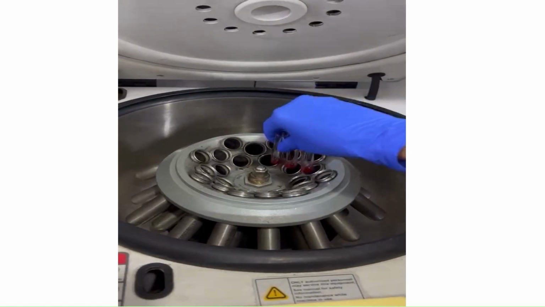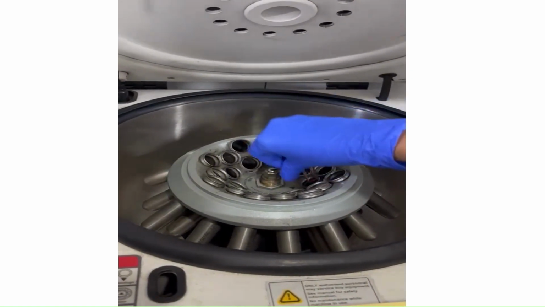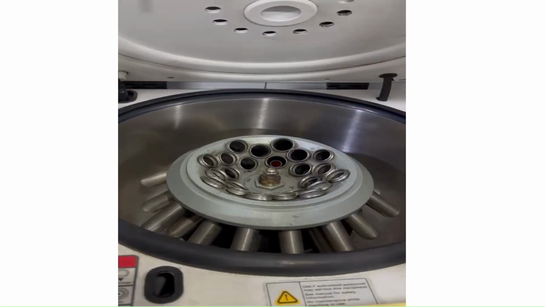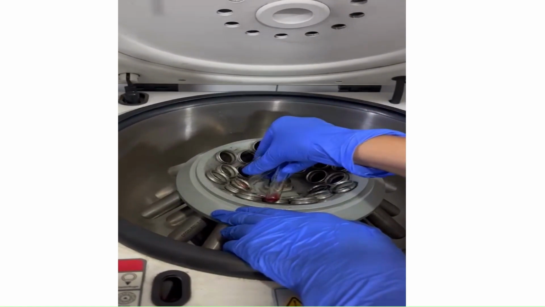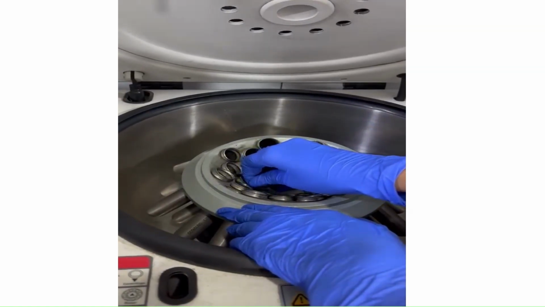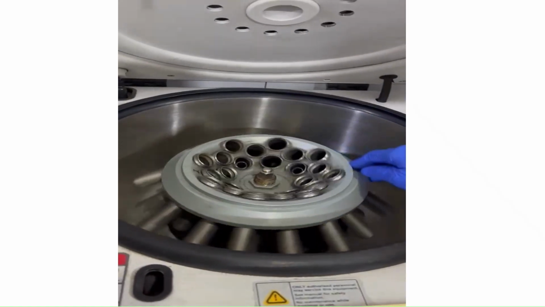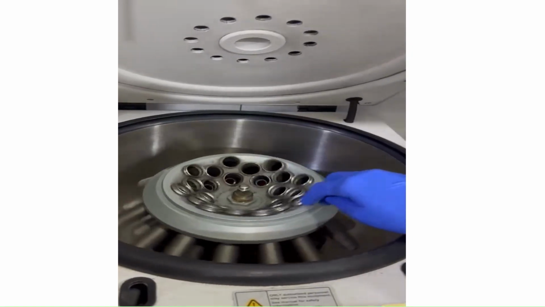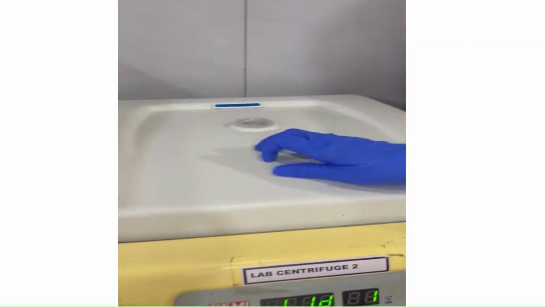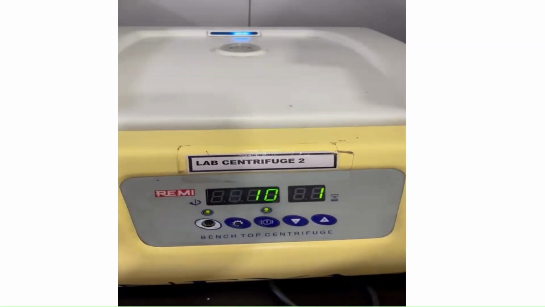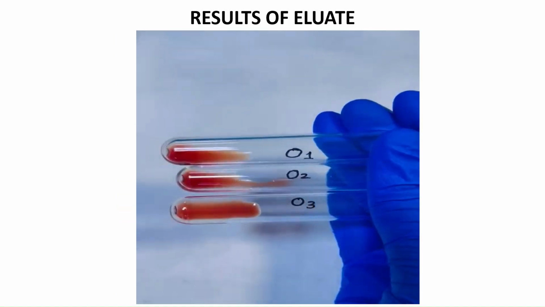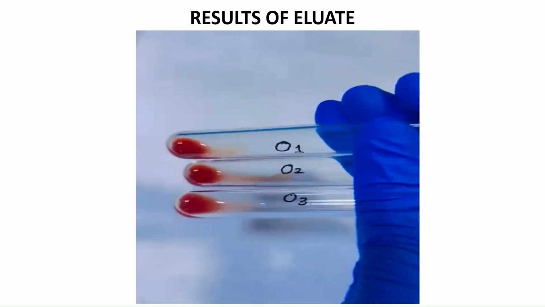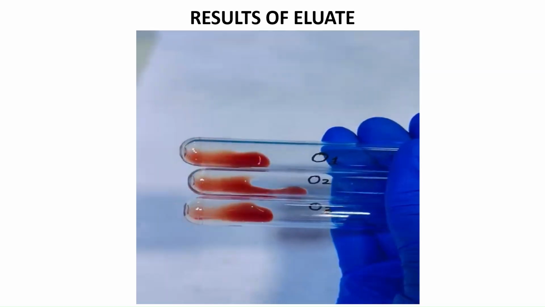Next, keep the test tubes for centrifugation by properly balancing. So we have 6 test tubes. Properly balance the test tubes, keep them in the centrifuge and centrifuge according to manufacturer instructions. After centrifugation, gently suspend the button and look for agglutination reaction.